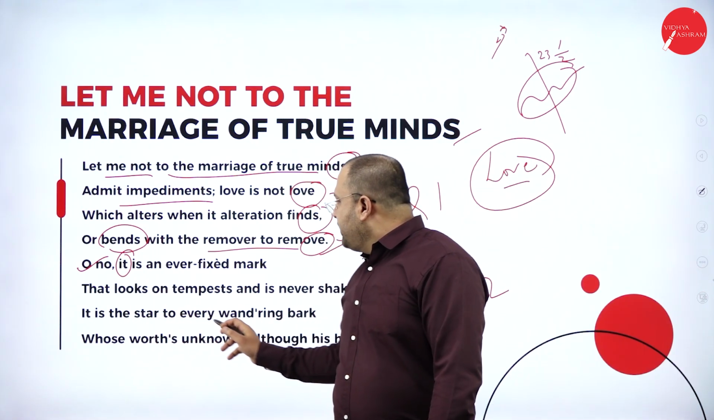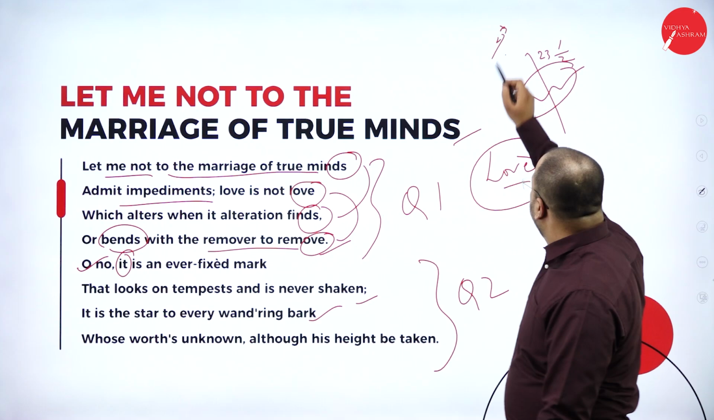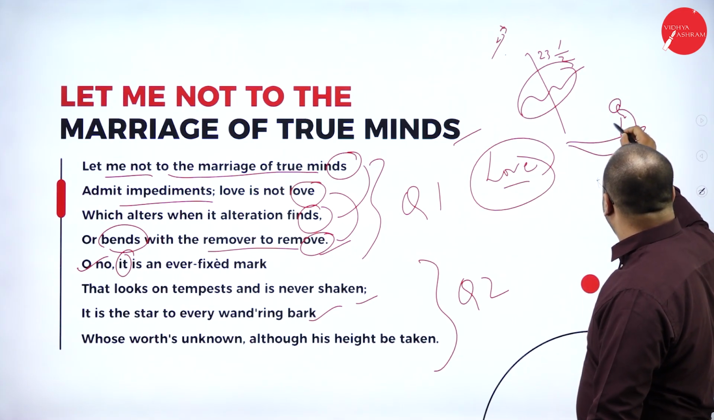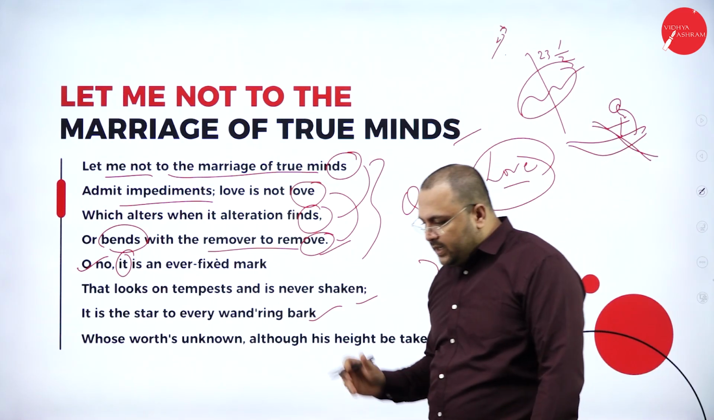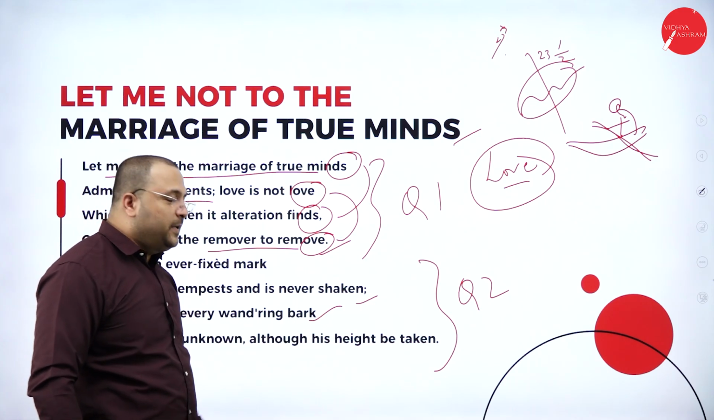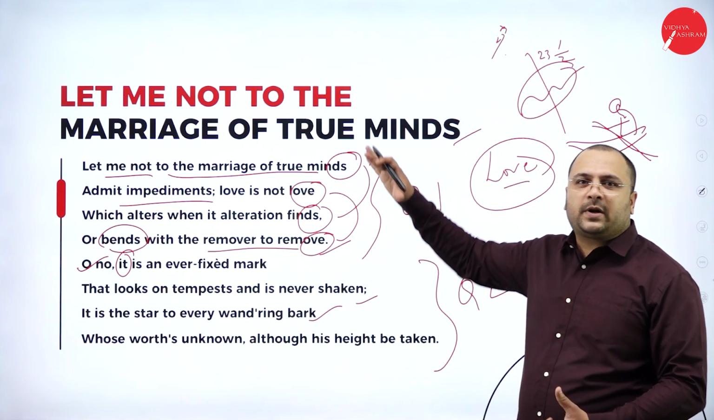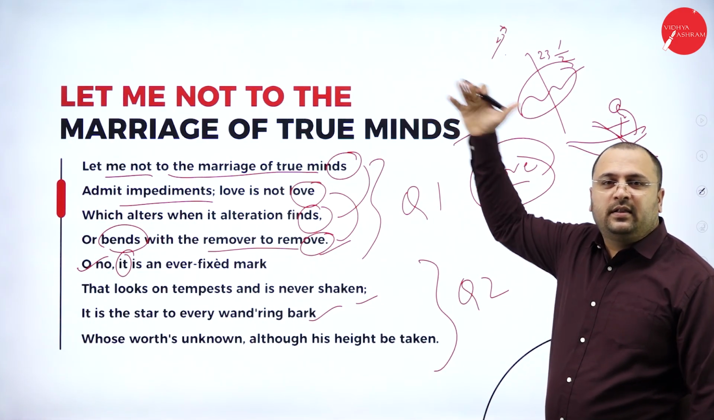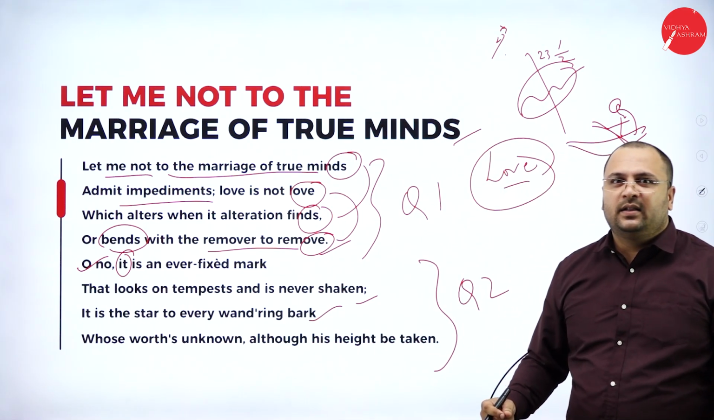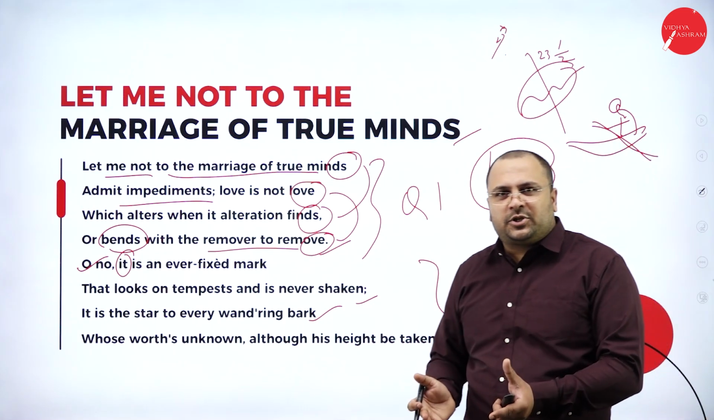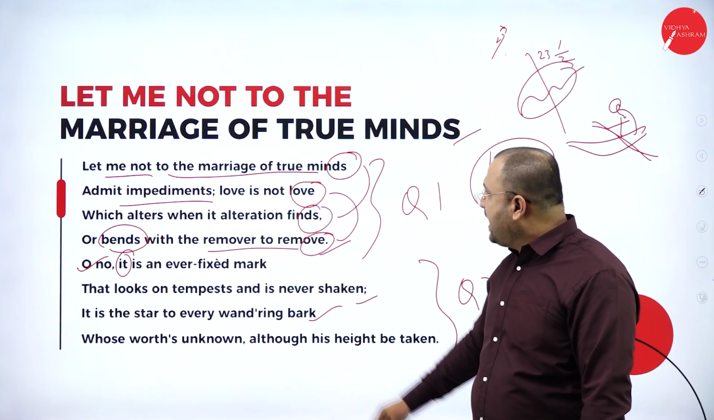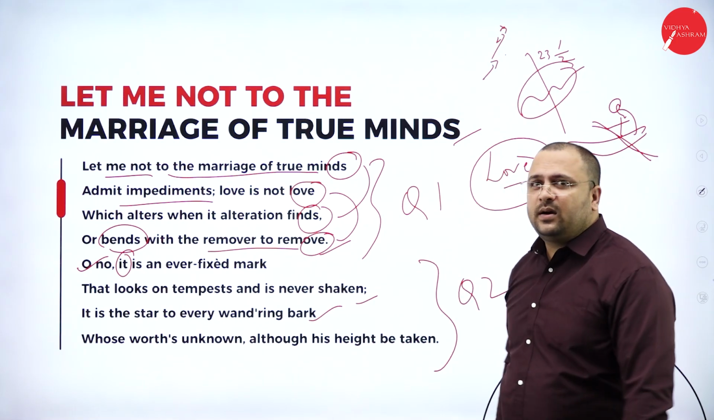It is the star to every wandering bark. What is the bark? A bark is something, a ship. It is a star to every wandering bark, whose worth's unknown, although his height be taken. We cannot just tag a price to this love, but its height, the height of the love can be imagined. But you cannot say exactly the love is only this much. So therefore, in the second quatrain, he talks about love as an ever fixed mark, a pole star.